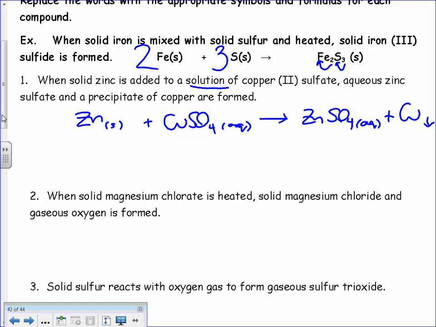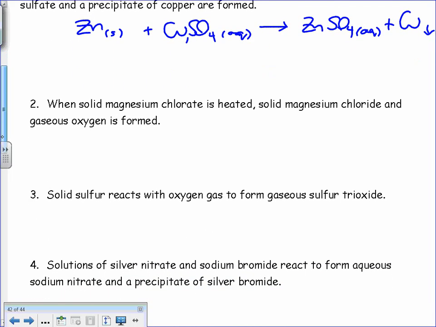How many zincs are on the left, on the reactant side? 1. You see 1 zinc. How many zincs in the product? 1. Great, so far. Okay, how many coppers on the reactants? 1. How many coppers on the products? 1. Sulfurs? 1 sulfur. Sulfurs? 1. Oxygens? 4. Oxygens? 4. Boom. What is the ratio for all of these? 1 to 1 to 1 to 1, right? So I'm not even going to write the ones, but we know the coefficients do exist there. Okay, easy peasy. Not too hard.